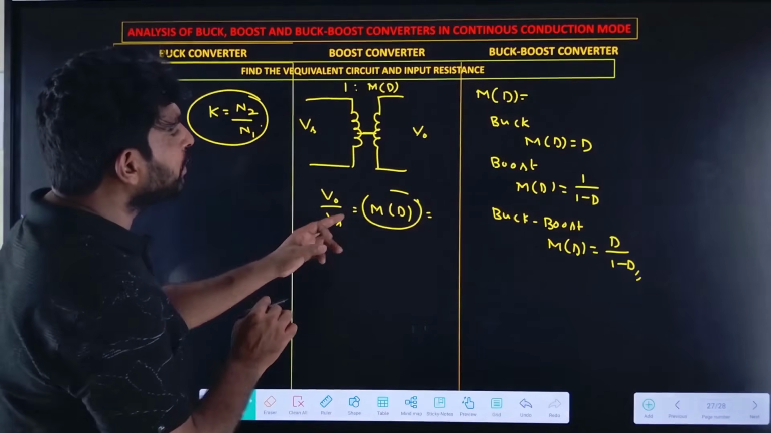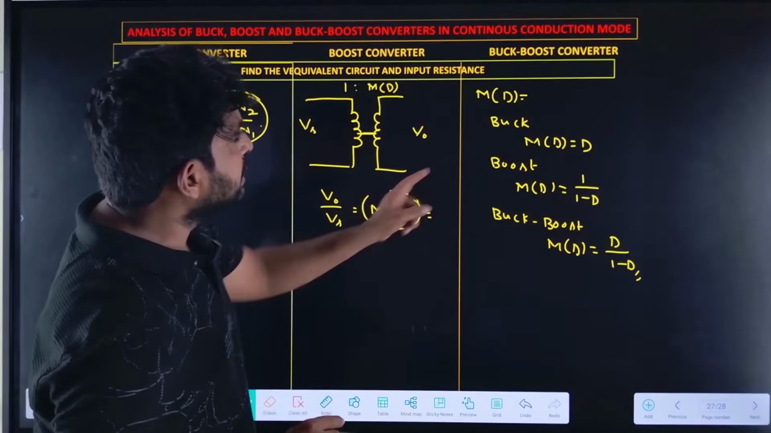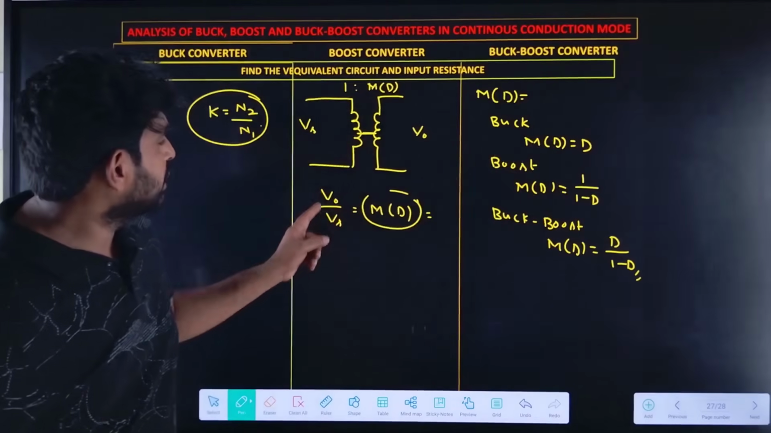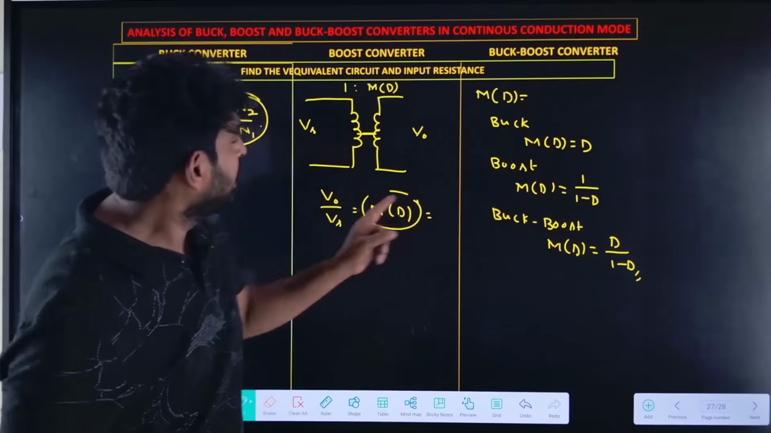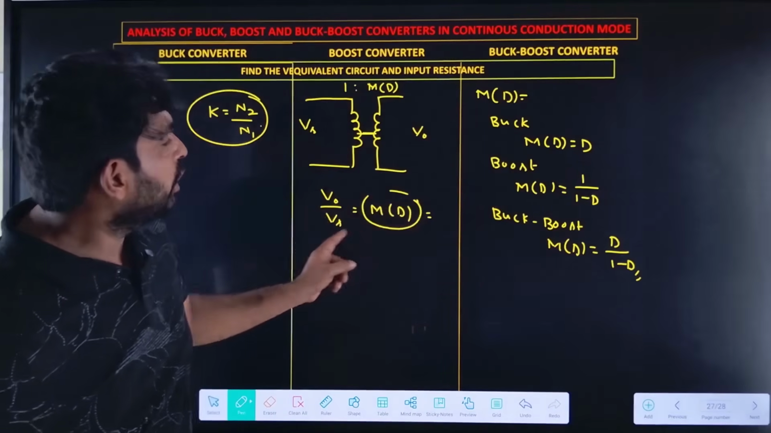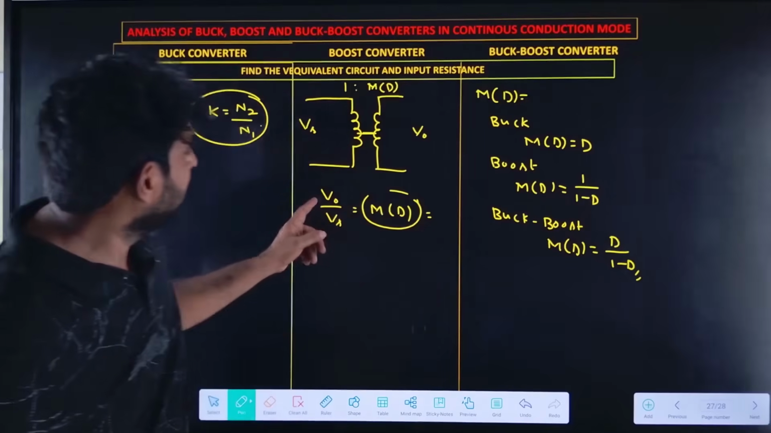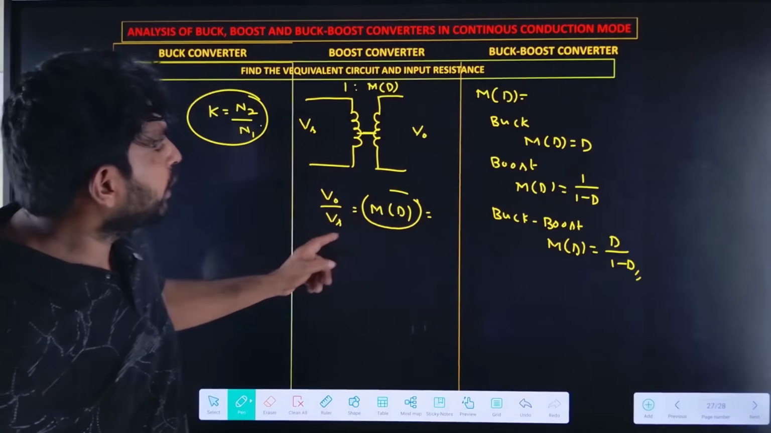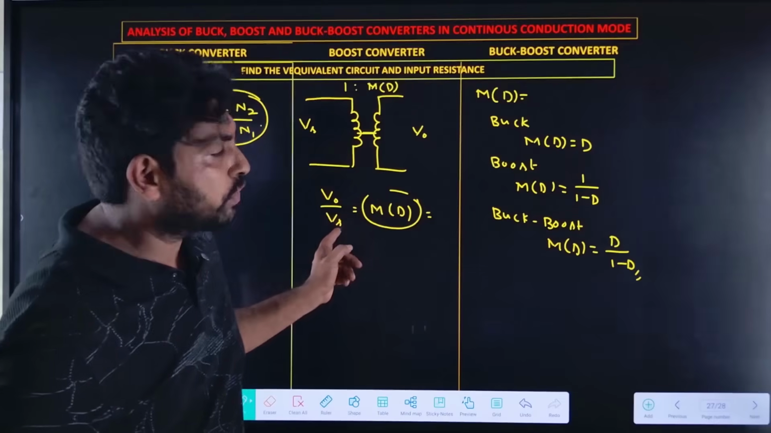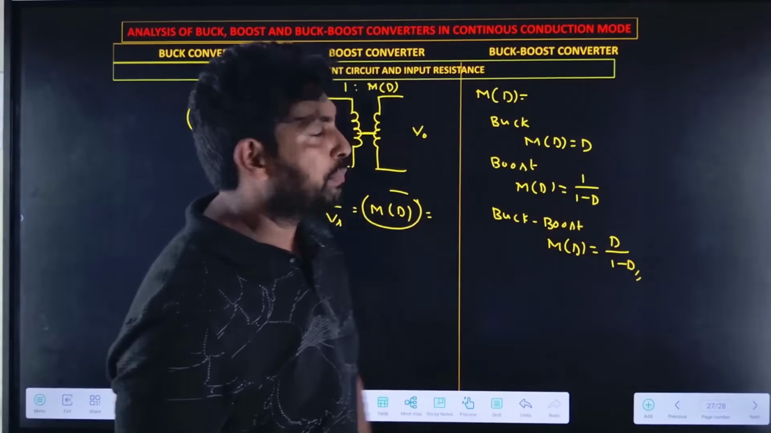So now V naught by Vs equals M of D. If it is a buck converter, it is equal to D, so V naught equals Vs into D. If it is a boost converter, V naught equals Vs into 1 by 1 minus D. If it is a buck-boost converter, V naught equals Vs into D by 1 minus D.